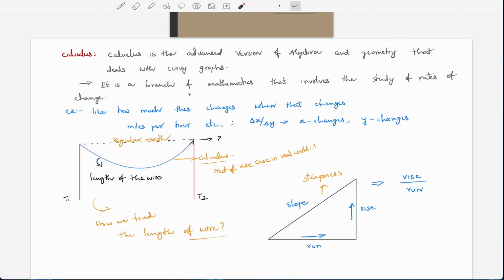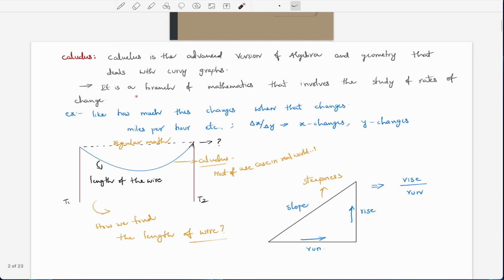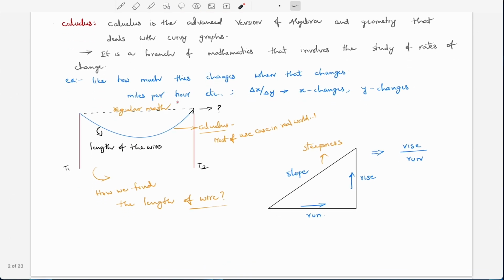It's a branch of mathematics that involves the study of rate of change. For example, how much x changes when y changes, etc. These kinds of examples come under the rate of change. We have examples like miles per hour, and, as I said in the previous example, how x changes and y changes. So it's an advanced version of algebra that deals with the rate of change. I think I have given a basic introduction to calculus.